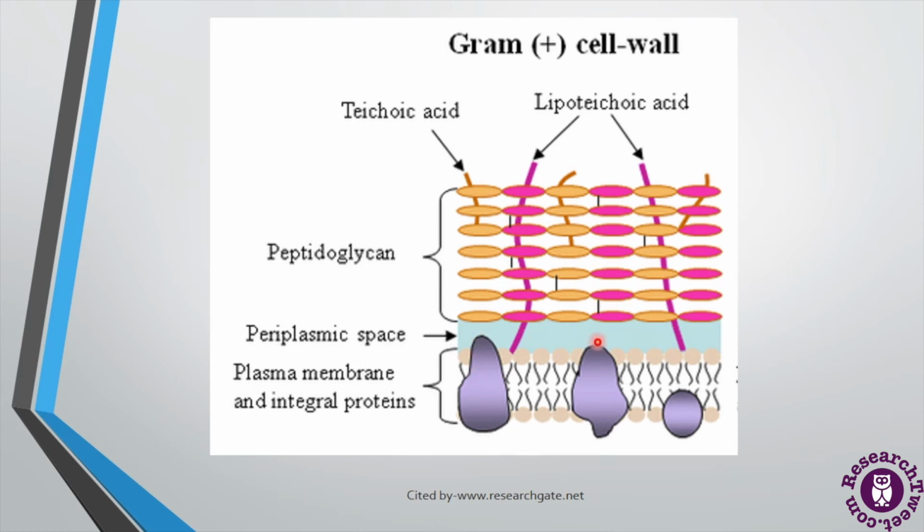This periplasmic space is followed by the plasma membrane or cell membrane of the cell, which is a bilayer membrane of several proteins, lipids and carbohydrate molecules. So this is the structure of the gram-positive cell wall, and the main components are lipoteichoic acid, teichoic acid, peptidoglycan and a periplasmic space in between the plasma membrane and cell wall of the cell.